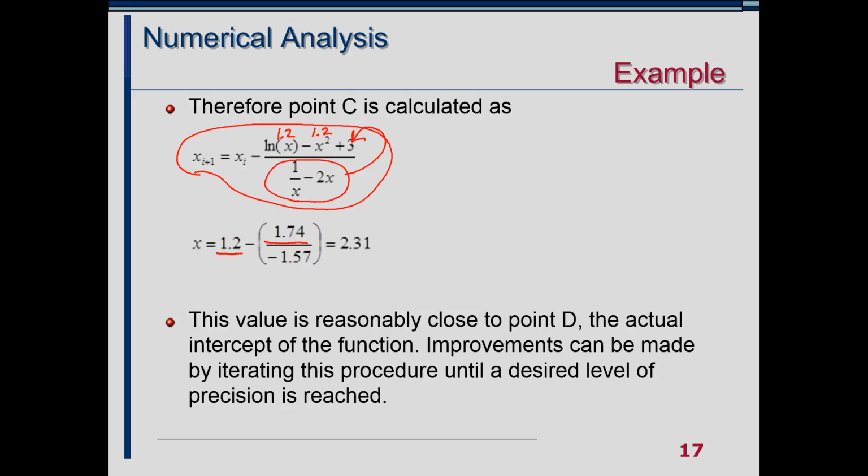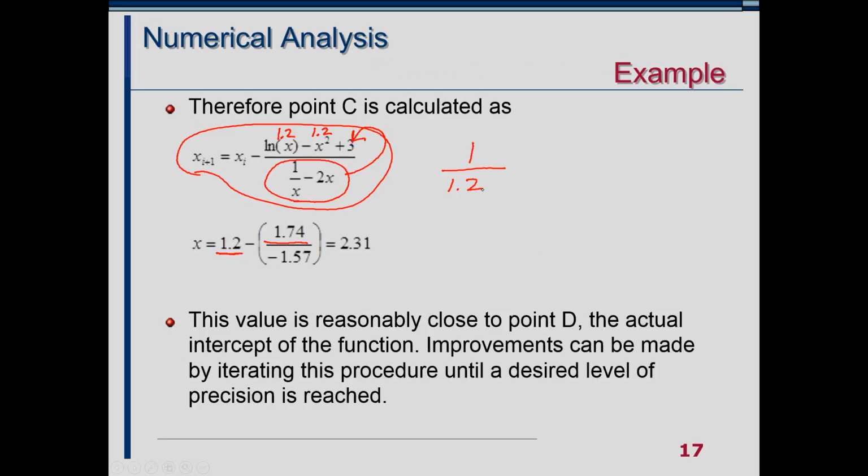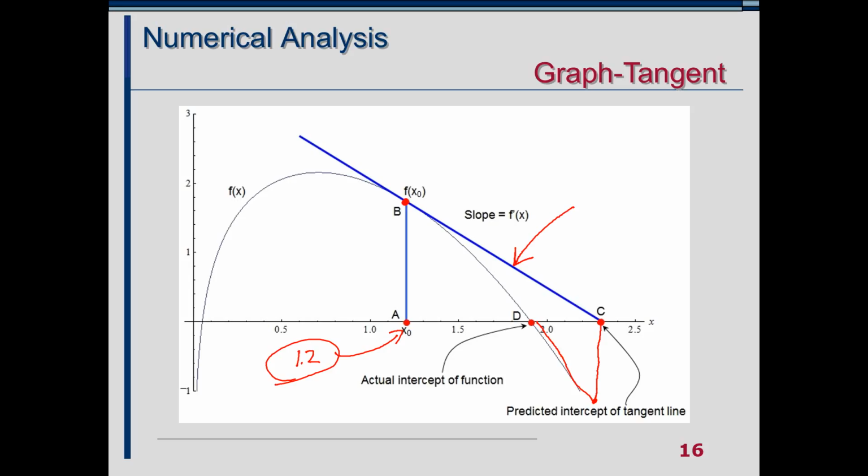What is the first derivative of x squared? It's simply 2x. What's the first derivative of 3? It's 0. So you're left with 1 over x, so 1 over 1.2, minus 2x, or 2 times 1.2, and you should get negative 1.57. Then when you do all the math, you should get a value of 2.31, and that is this value right here.